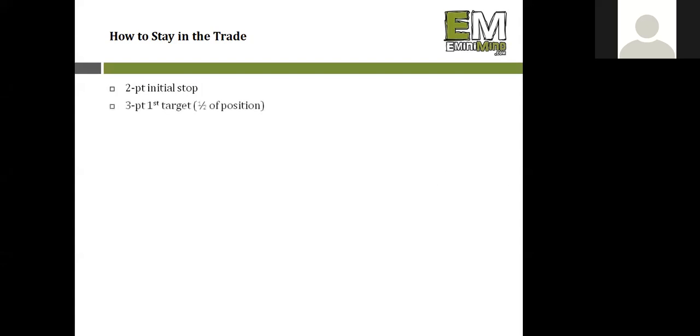So I use a 2-point stop, and then I also use a 3-point, what I call first target. So I cut my position in half, and I take half of the position off at 3 points. And that leaves me the second half of the position to trail. And I find that, in and of itself, a 3/2 is not a bad reward to risk ratio. Your R multiple of 1.5 is not bad.